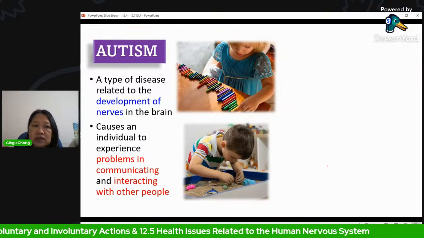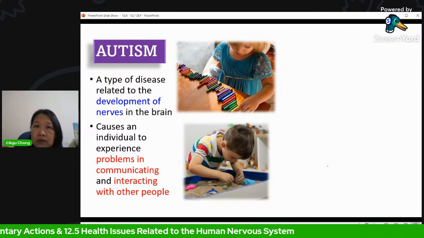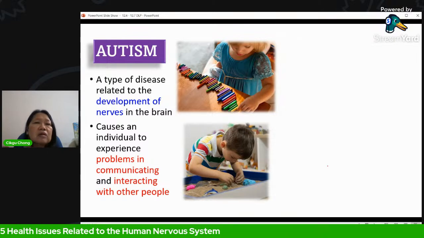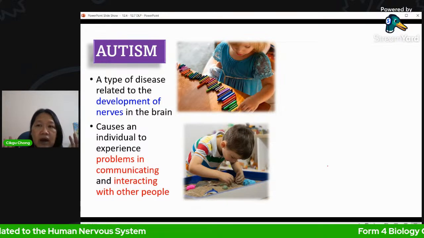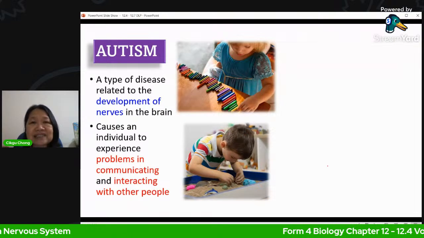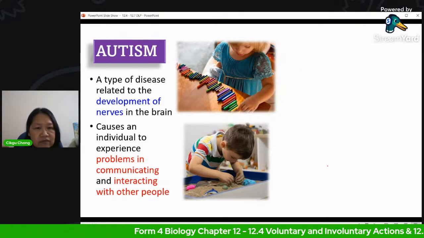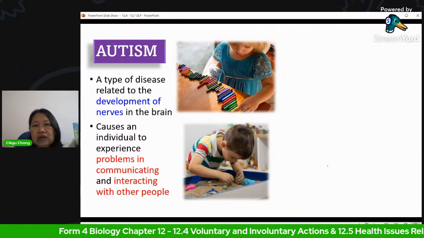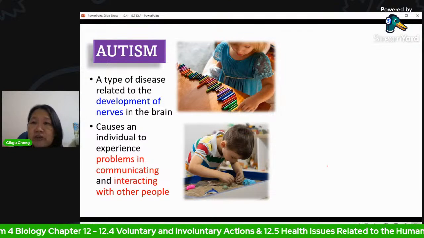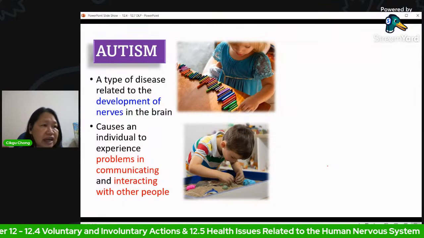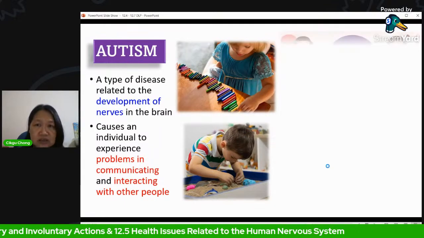This causes an individual to experience problems in communicating. They do not know how to communicate. They are in their own world, dunia sendiri. They play by themselves, they're happy just playing alone, and they don't like to talk to people. They don't like to even interact. They won't even say hi. You have to say hi to them first, and they might not even answer you.